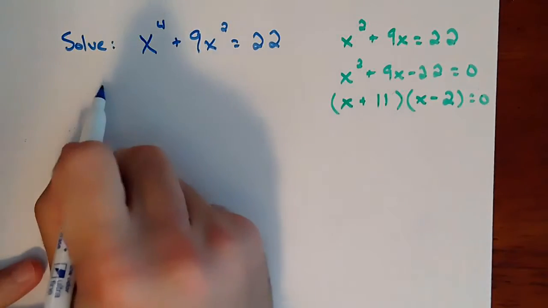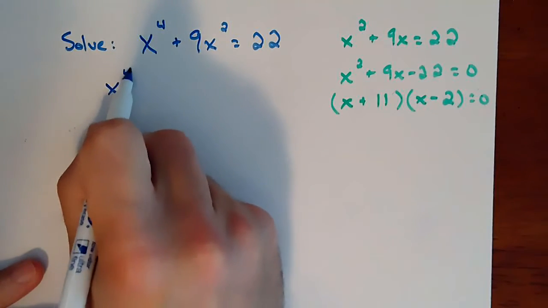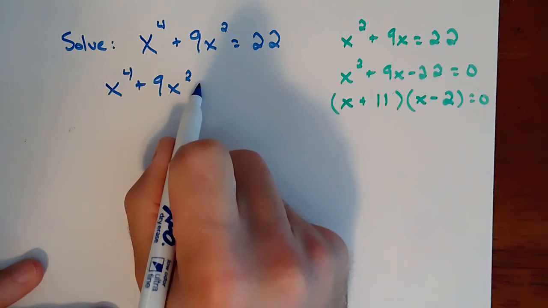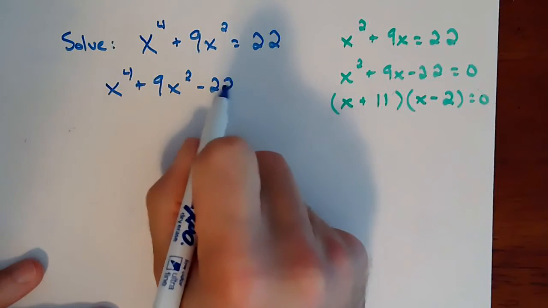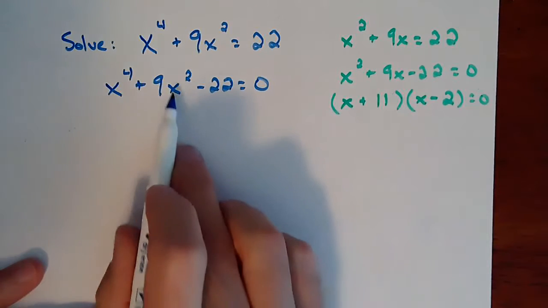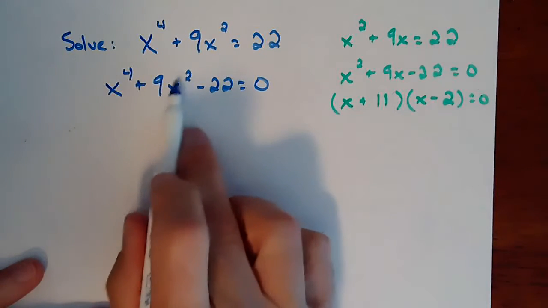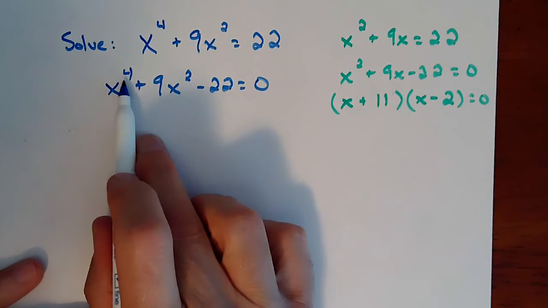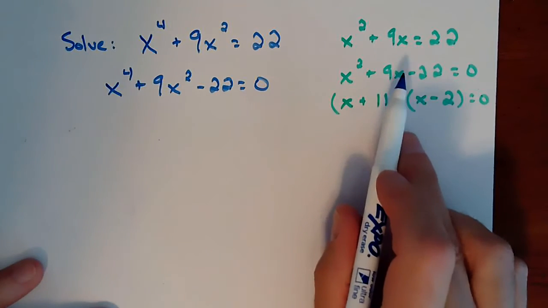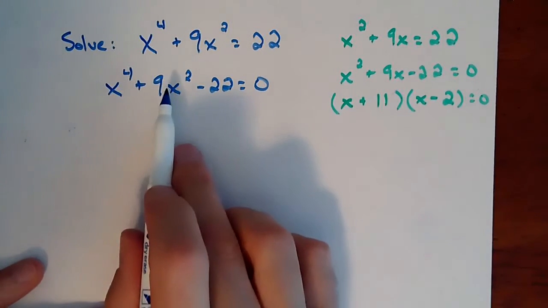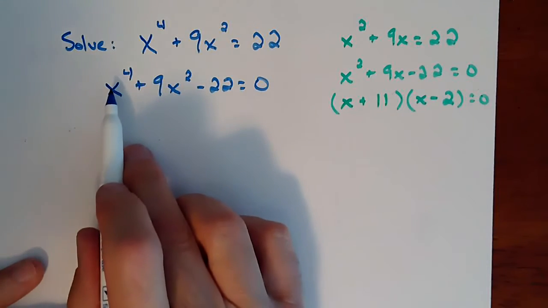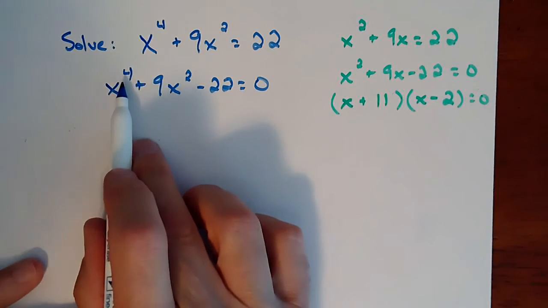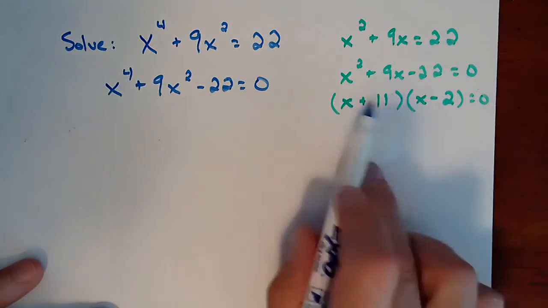So I'm going to bring the 22 over, and here's how I know that it has a quadratic feel to it, where I can factor it to solve it. Basically, if you take this middle term and you square it, you'd get this term. Same thing, if you took x and squared it, you get x squared. If you take x squared and square it, you get x to the fourth. So if you had an x to the third and this was an x to the sixth, it's totally going to be treated like a quadratic.